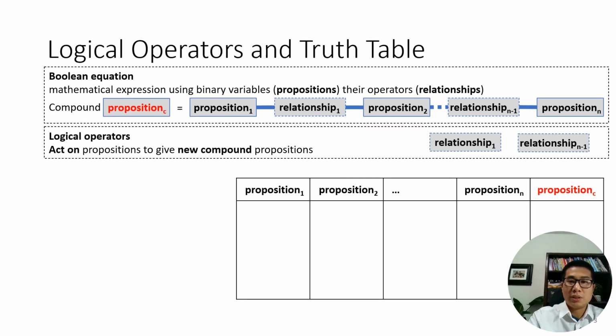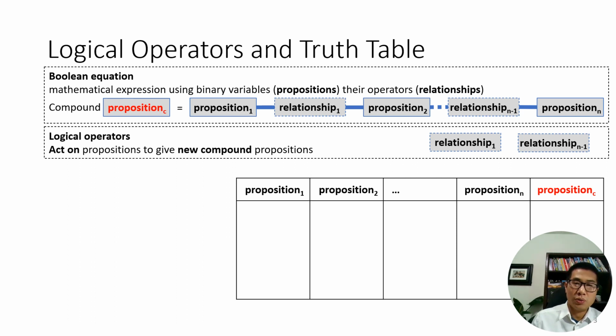Before that, we'll just review some terminologies that we have done actually. The logical operators are the relationships that we have learned, and the form of a compound proposition equal to propositions combined with relationships like this is called a Boolean equation. Okay, so we'll see again. A Boolean equation is the form of creating a new compound proposition from existing propositions. The next one is logic operators, which are the relationships.